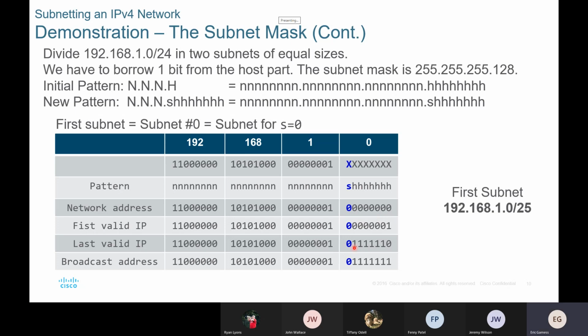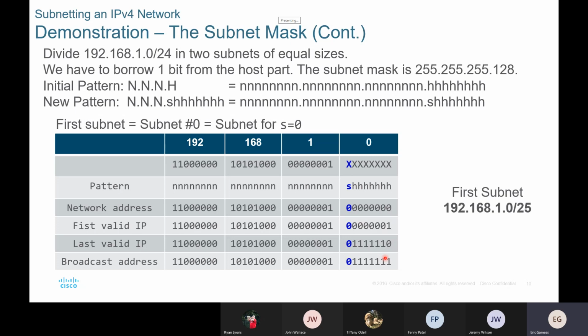And of course, .126 is one IP address before the last one, which is .127. Remember, the first one and the last one, I cannot use them to put them in a computer. Okay? Okay, that's the information of the first subnet. So you can imagine that the range of IP addresses at the beginning goes from .0 to .255. The first subnetwork goes from .0 to .127.